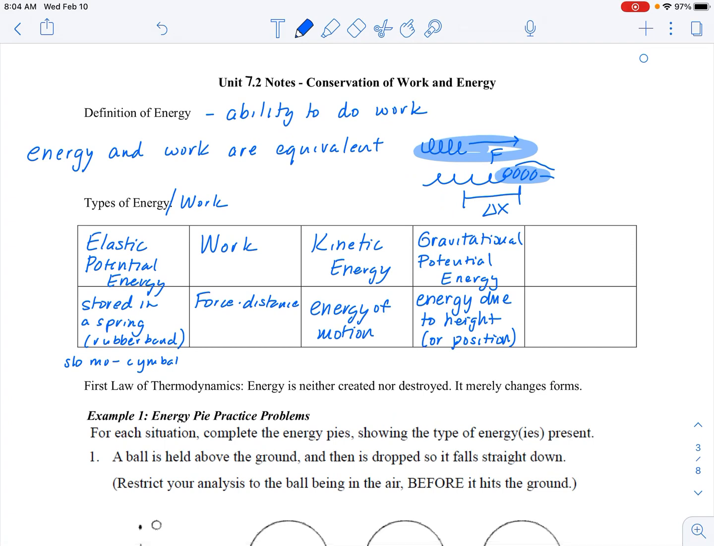Then finally, what we're going to look at is something called dissipated energy. And dissipated energy is what happens when energy is transferred from the object to the environment.